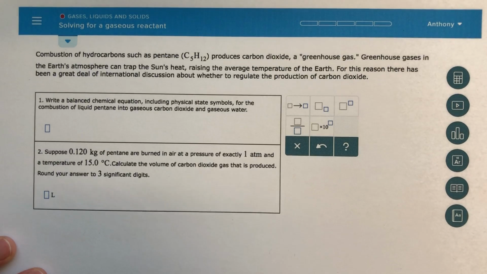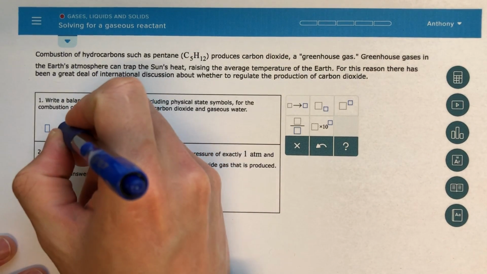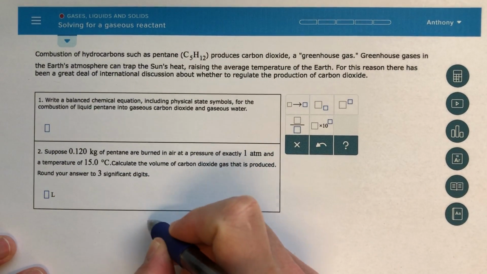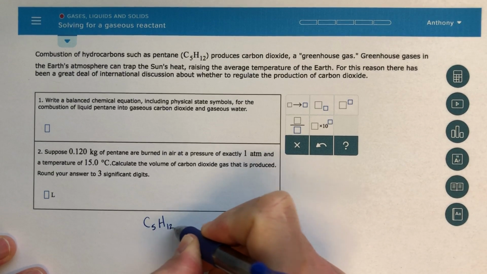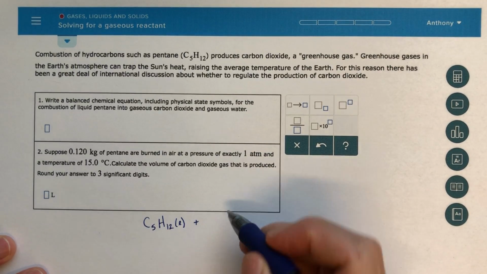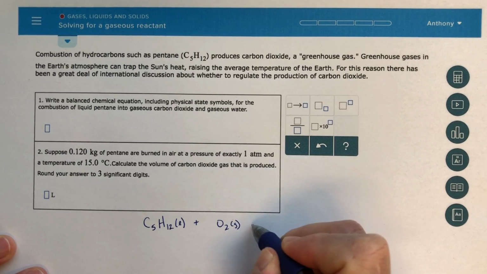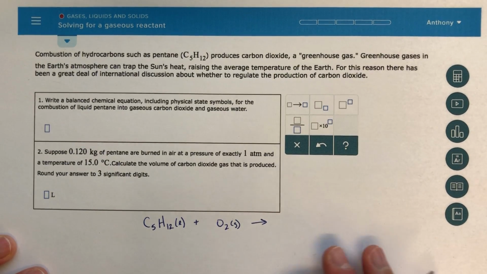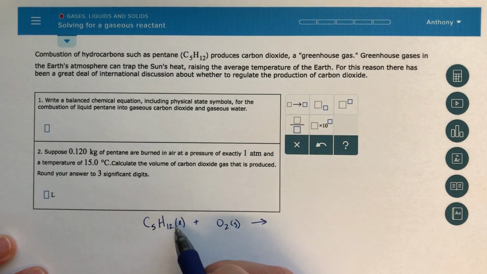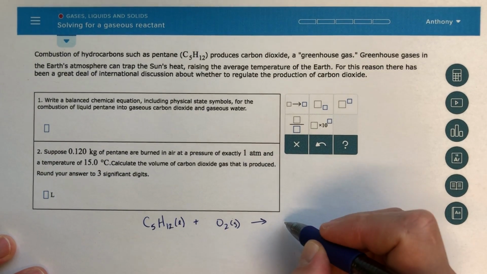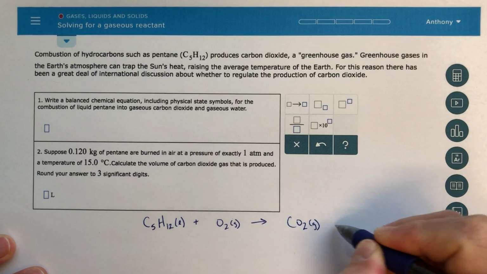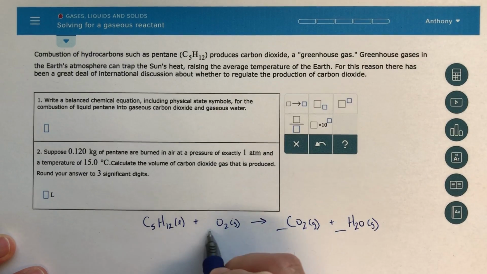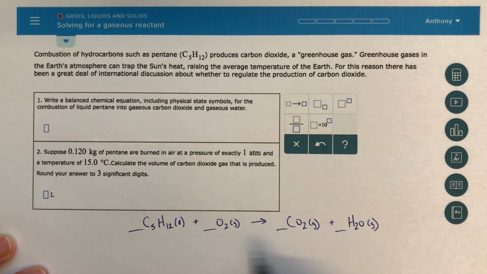For me, when I think about writing out this chemical reaction, the first thing I'm going to do, maybe I'll write it down here just in case I run out of space, is just write out the different chemicals and not worry about balancing just yet. Once we write out our reactants and our products, then I'll think about balancing the chemical reaction. So combustion means we're burning in oxygen, and then we're going to form CO2 gas plus H2O gas.